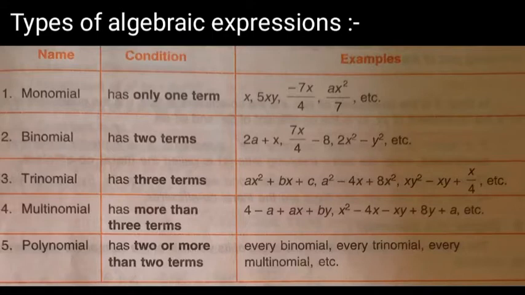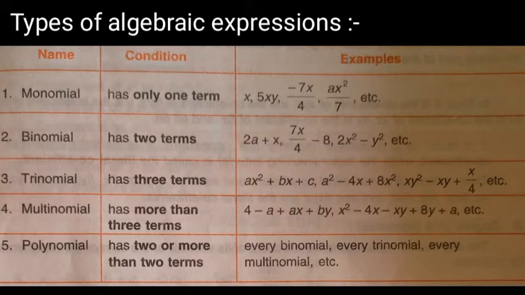Now the second one is a binomial. A binomial has 2 terms, which means addition and subtraction signs are used. The examples are 2a plus x, 7x by 4 minus 8, 2x square minus y square. In 2a plus x there is an addition sign, and in the example 2x square minus y square there is a subtraction sign to separate the 2 terms. Only 2 terms are present, and this is why we call them binomials.